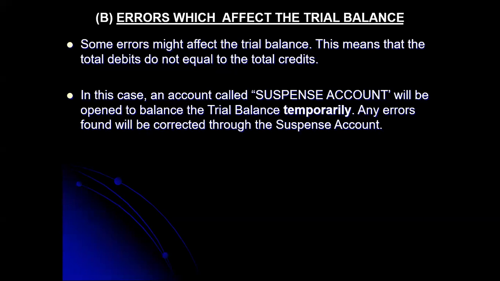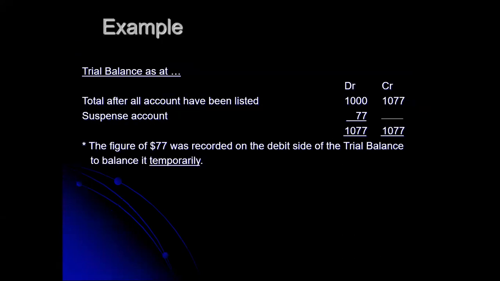Okay, so category B is about errors which affect the trial balance. Whenever a trial balance does not balance, we need to temporarily balance it by inserting an amount into an account called a suspense account, on the lesser side of the trial balance, to the lesser total. I'll walk you through this now. In this example, the trial balance shows a debit amount of 1,000 and a credit amount of 1,077. The lesser total is on the debit side.